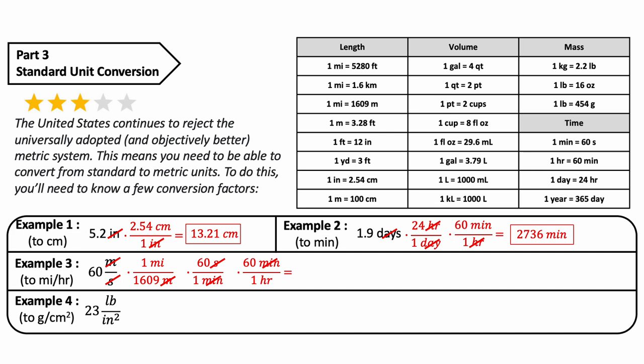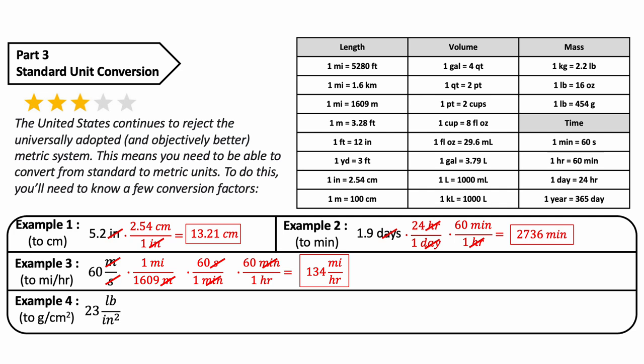Times 60 over 1, times 60 over 1, that's fine too. Really what we're going to end up doing is 60 times 60 times 60, all divided by 1609. Make sure we get our correct result of 134. That is in units of miles per hour, and that is the end of that unit conversion.